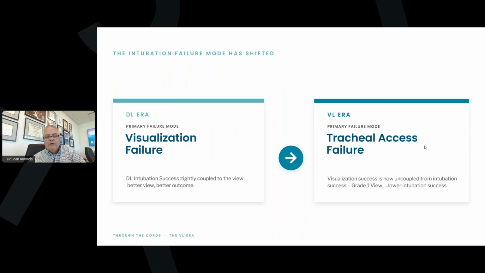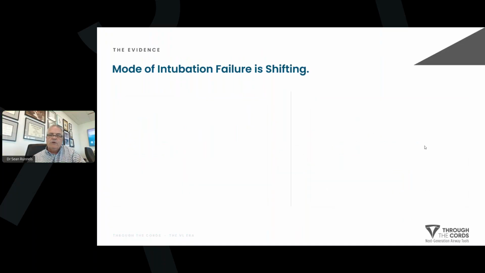And interestingly, visualization success is now uncoupled from intubation success. We know that if you have a grade 1 view with a hyperangulated blade, you actually have lower intubation success. And once you understand the geometry, that makes sense. So we're searching currently for what is the new theory that is going to drive success and improvement in the VL era.